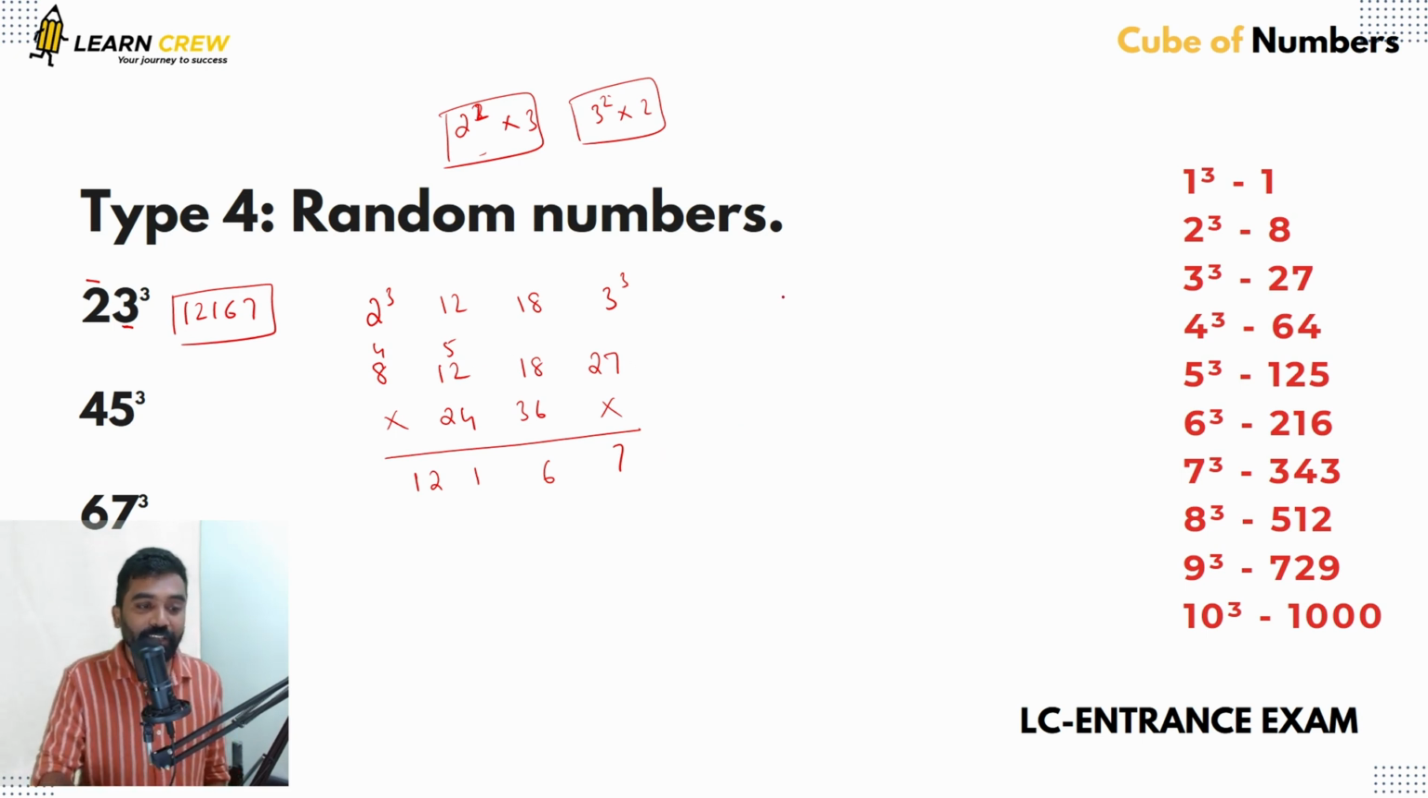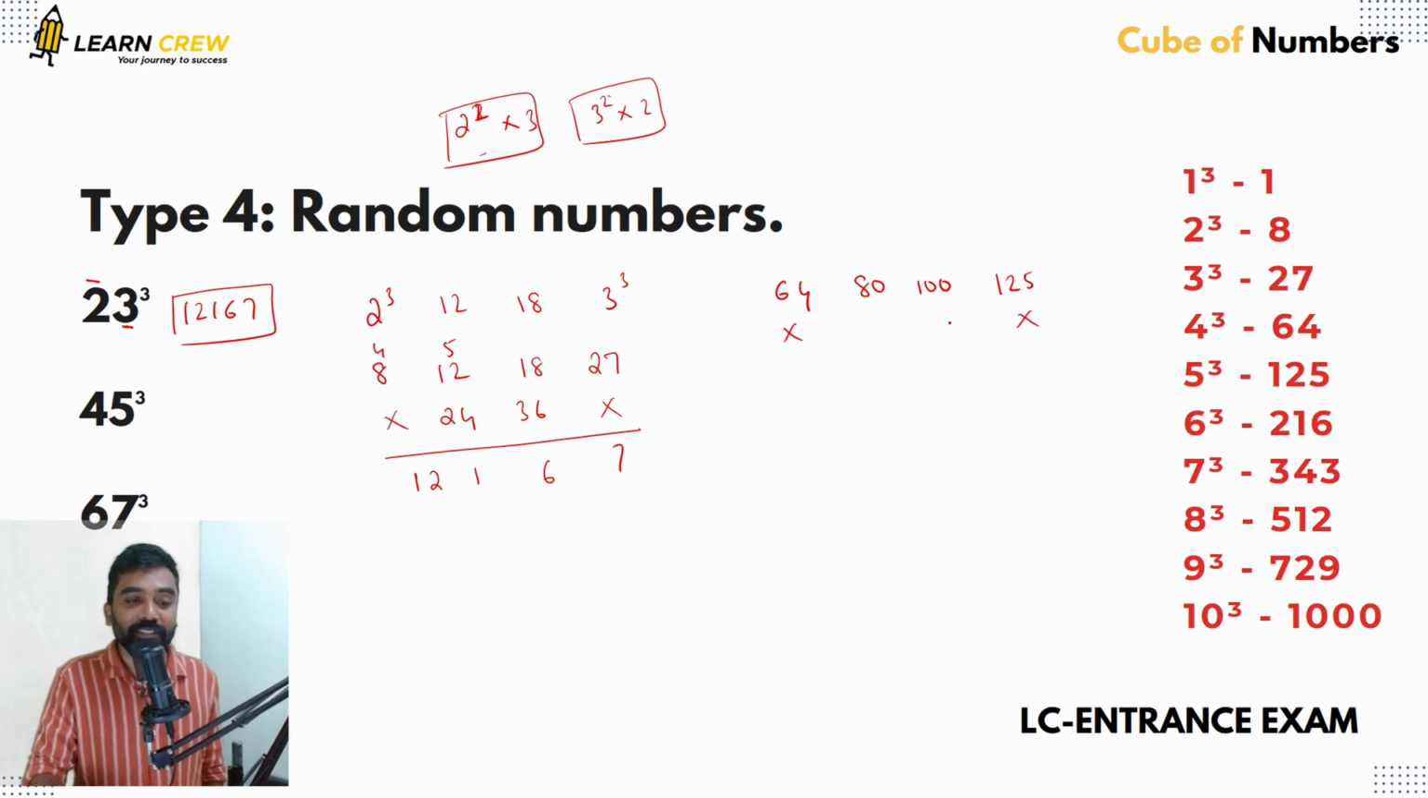Same way for 45 cube, 4 cube is going to be 64, 5 cube is going to be 125. Square of the first number is going to be 4 square 16, 16 into 5 is going to give you 80. 5 square is going to be 25, 25 into 4 is going to give you 100. Fine. Now this becomes, omit the first and the last numbers, and this becomes 160, this becomes 200.